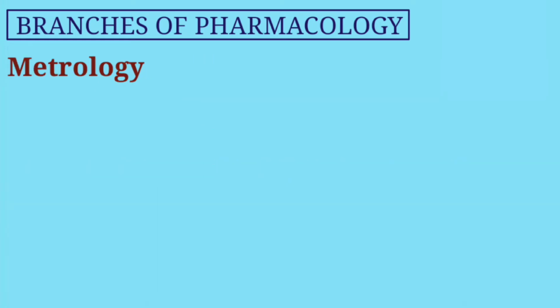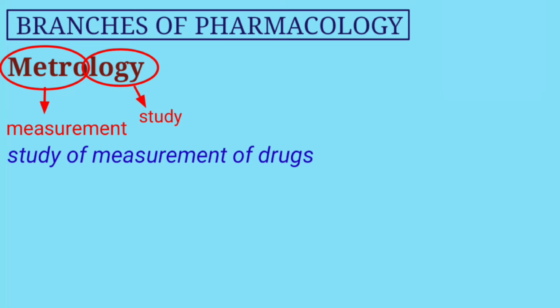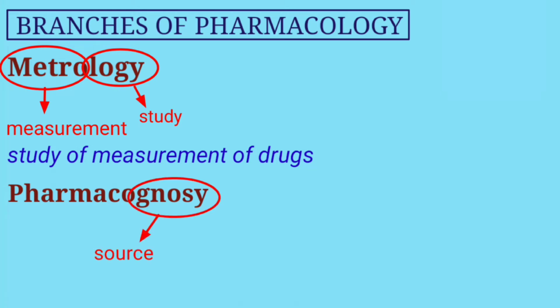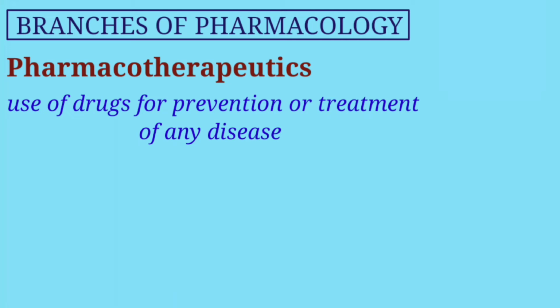Then sixth is metrology. Metro means measurement and logos means study. It is a branch of pharmacology which deals with the study of measurement of drugs. Then seventh is pharmacognosy. Gnosy means source. It is a branch of pharmacology which deals with the study of sources of drugs. Then eighth, pharmacotherapeutics. It is the use of drugs for the prevention and treatment of any disease.